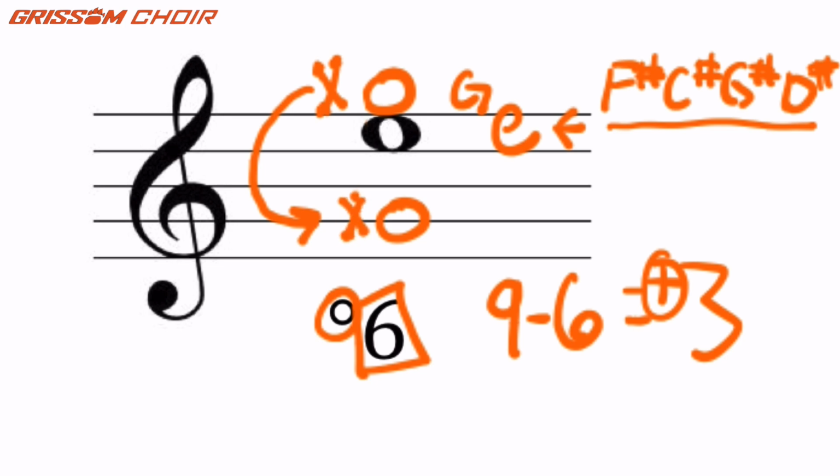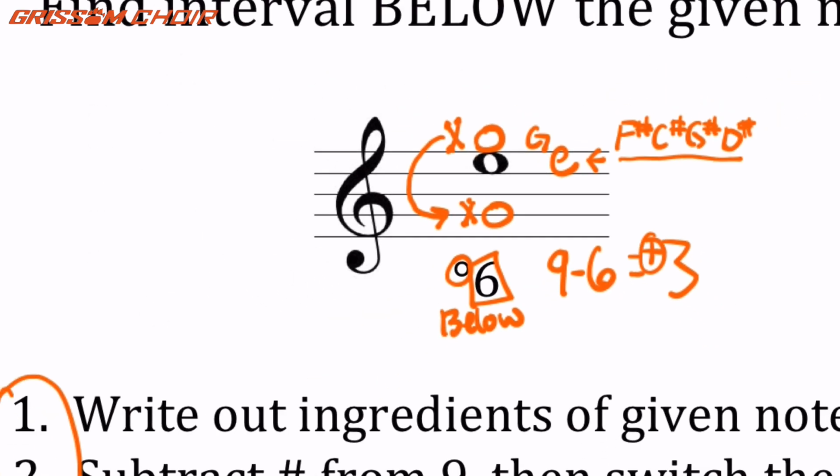So a diminished sixth below that E is a G sharp. We found the opposite. We found the inversion of the diminished sixth, which is an augmented third. We drew that above the note, and then we transferred it down an octave to that second line on the G sharp. So a diminished sixth below E is G double sharp.